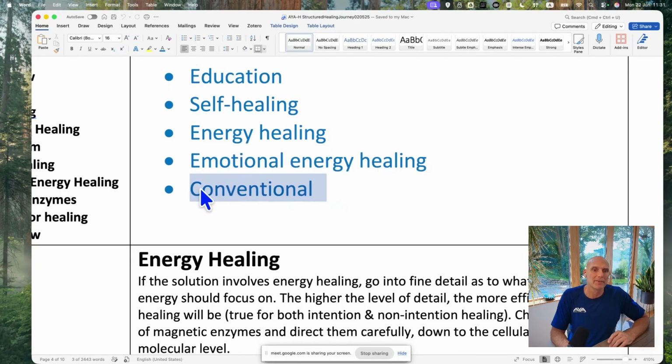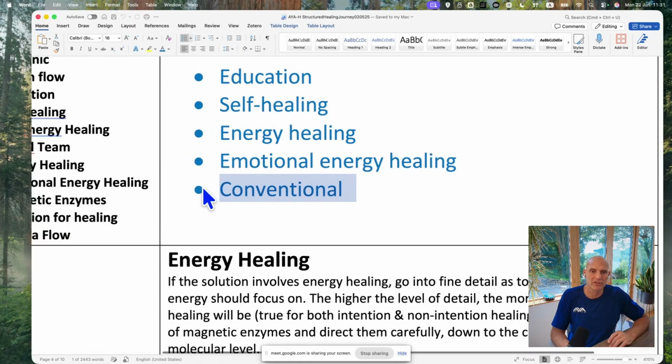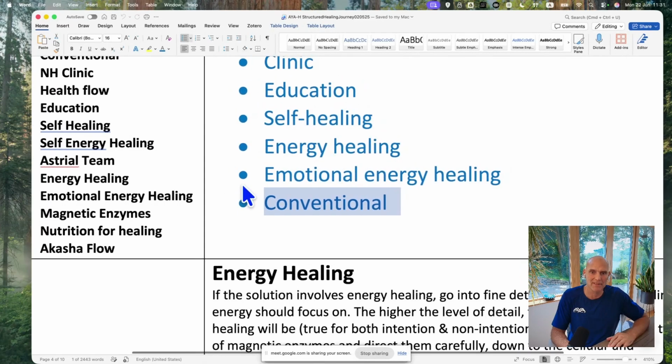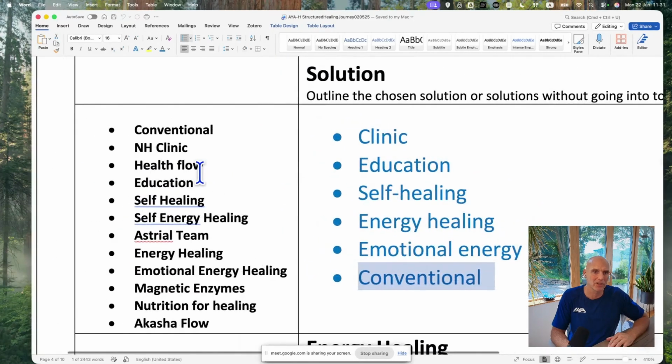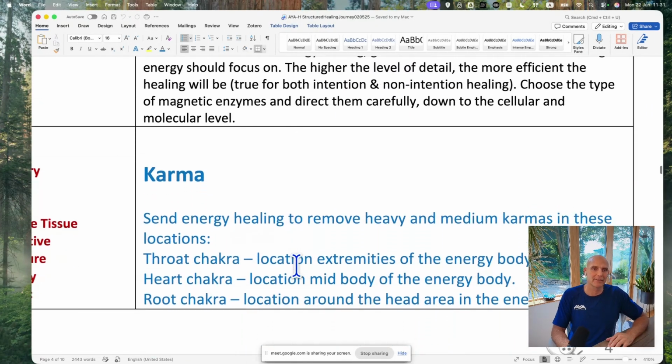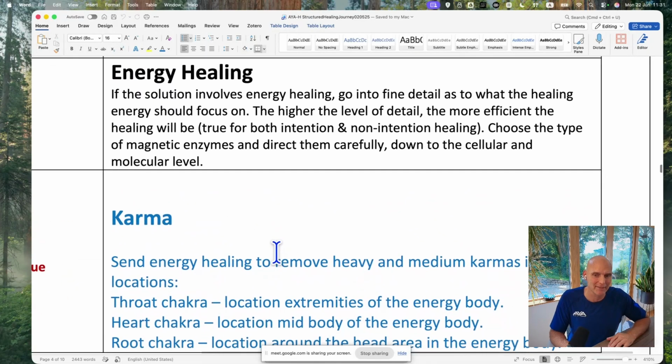And of course, normal conventional medicine. He's already in the NHS and he's already getting a lot of treatments for various things as well. So that is part of his self-healing journey. Now, again, you can look over onto the left-hand side and for any ideas that you want to put in there. Right, now for the energy healing bit.